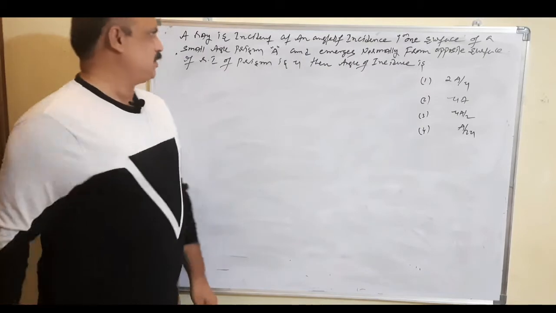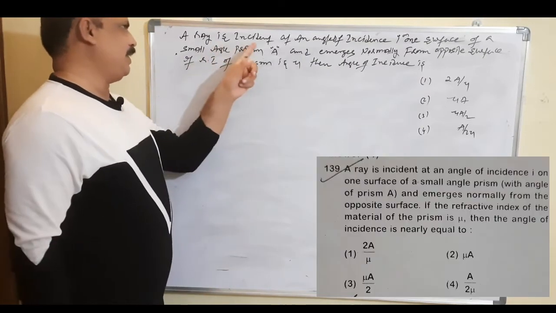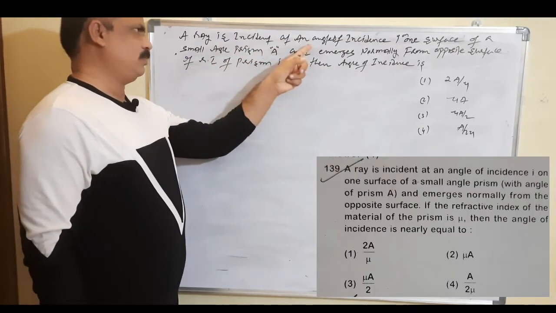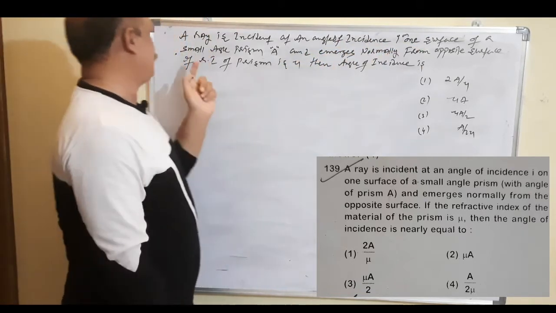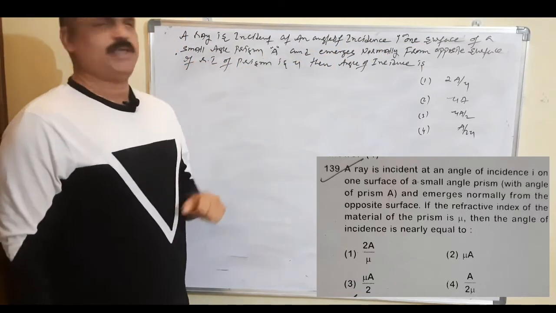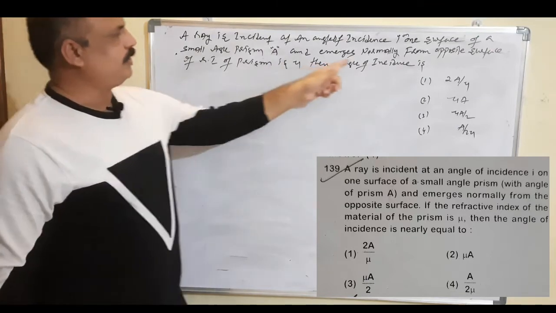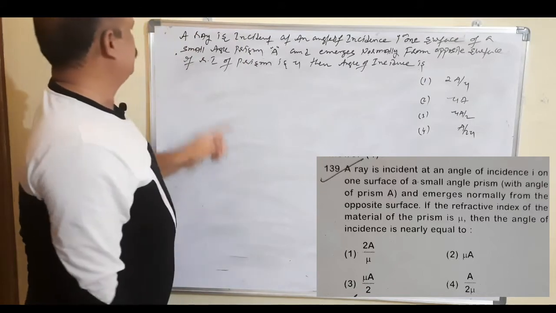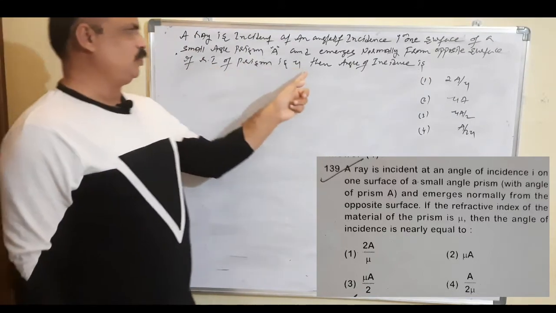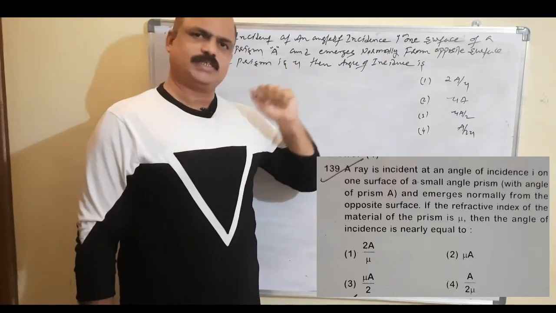Now let us discuss another question. A ray is incident at an angle of incidence i on one surface of a small angle prism A and emerges out normally from the opposite surface. If refractive index of prism is mu, then angle of incidence is.